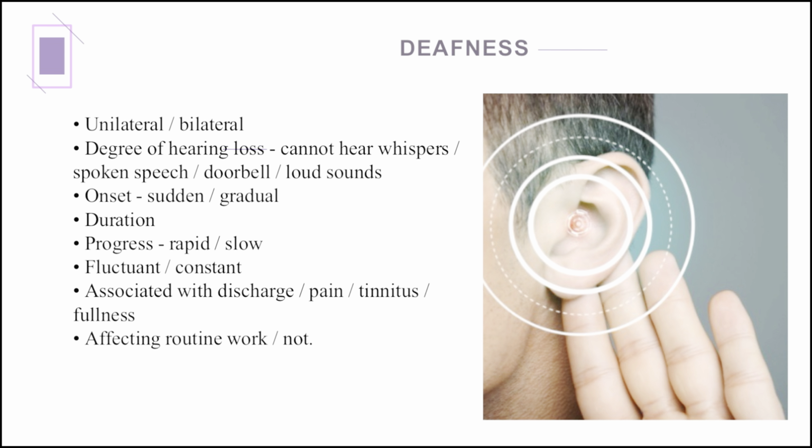And the duration, since when he is suffering from hearing loss, and the progression, whether it's improving or not, whether it's static or progressively worsening, and the nature, which is fluctuating or constant. Fluctuating hearing loss is seen in Meniere's disease. We have to also ask about the associated symptoms, that is pain, discharge, tinnitus, ear fullness, vertigo, and others. Effect on daily life, whether he is having difficulty in talking over the phone, difficulty in hearing in classes, difficulty in watching the TV, and so on.